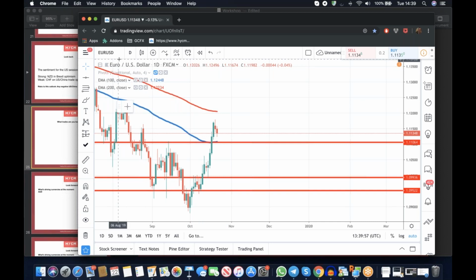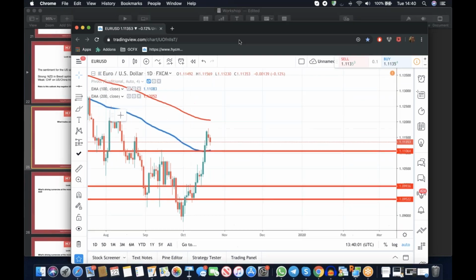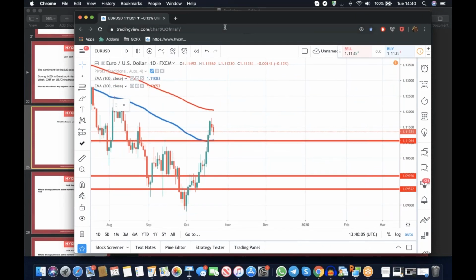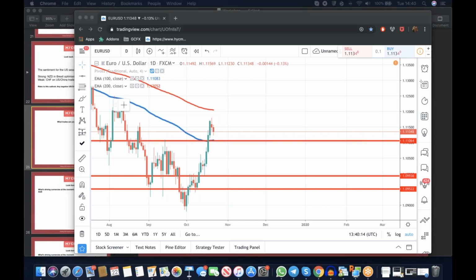Now, the outlook for the euro is pretty dovish, and we've got coming up this week the manufacturing PMI and services PMI for Germany, France, and the Eurozone. So let's just quickly ping that up.